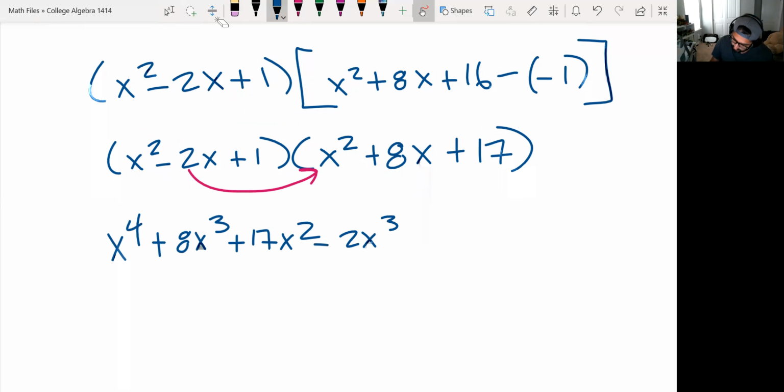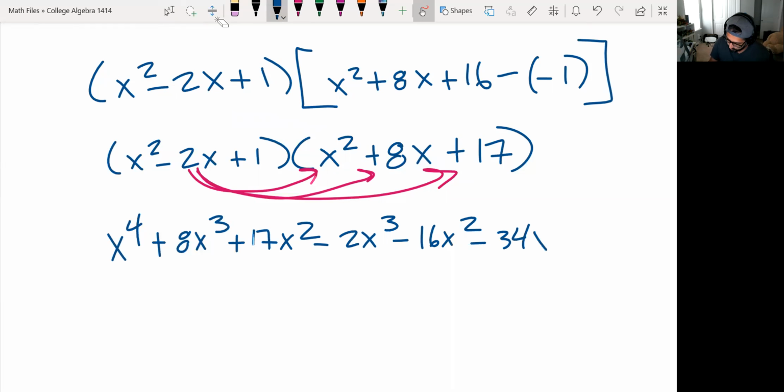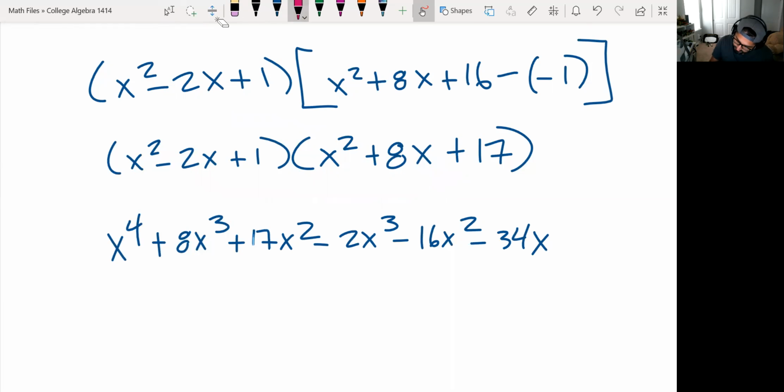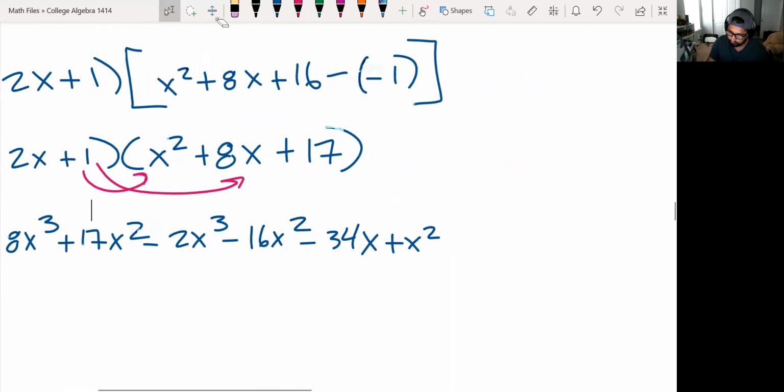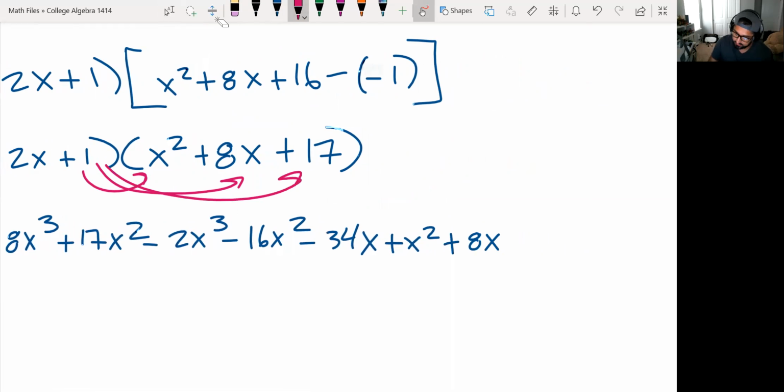Then do it again for the 2x. Negative 2x cubed, minus 16x squared, minus 34x. All right. And then do it one more time for the 1. Plus x squared, plus 8x, and plus 17.